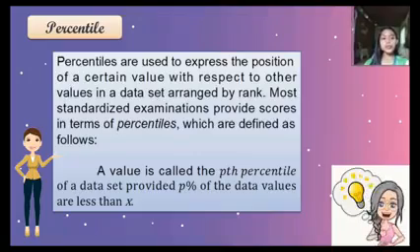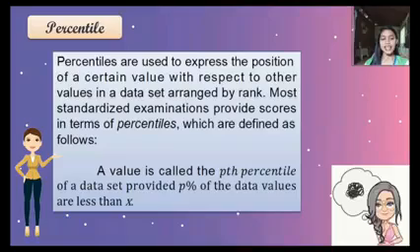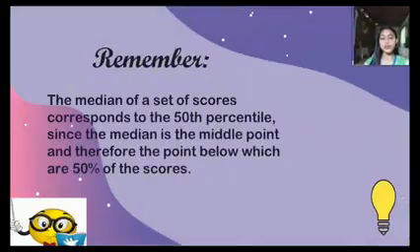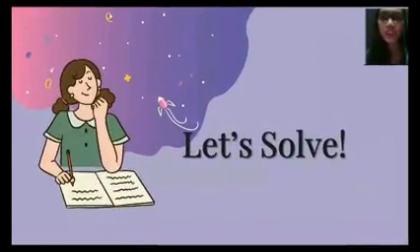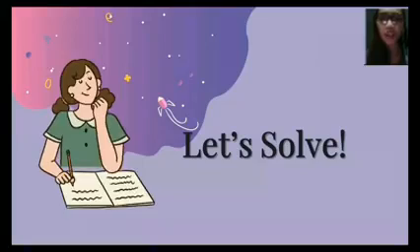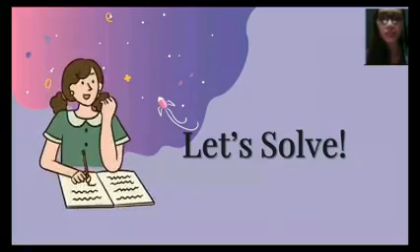A value is called the Pth percentile of a data set provided P% of the data values are less than X. So remember, the median of a set of scores corresponds to the 50th percentile since the median is the middle point and therefore the point below which are 50% of the scores. Since my groupmate already discussed the concept of percentile, now we will be moving forward in solving some problems that are related to percentile.